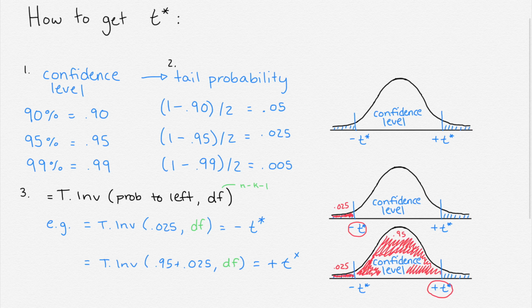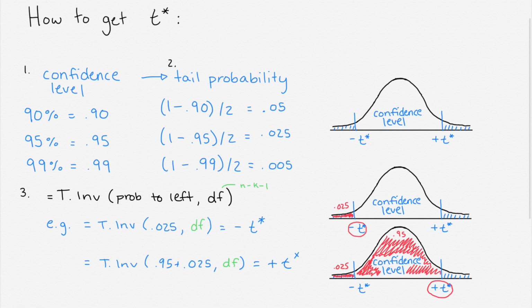So, how do we actually find t-star? Well, first we need the confidence level. The typical confidence levels are 90%, 95%, and 99%, and the specific one will always be given in the problem context. Second, we determine the tail probability.